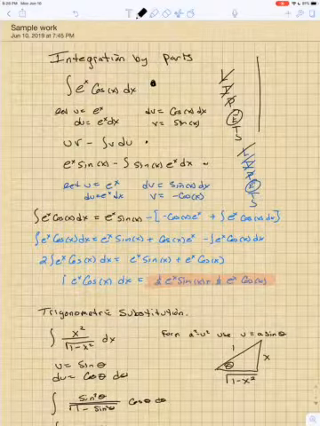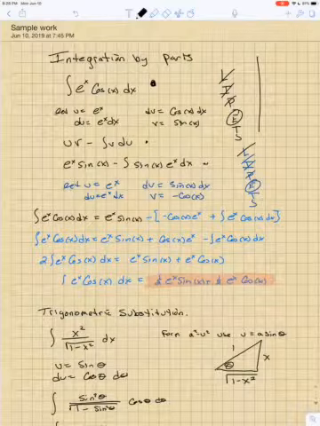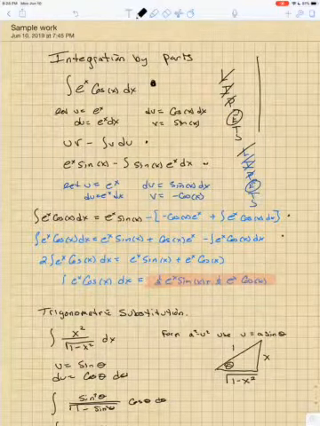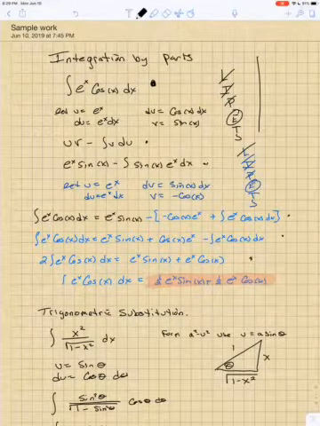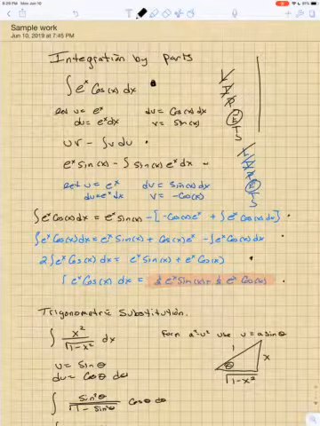dv is equal to sine x dx. And v is equal to minus cosine x. I do my substitution. I drop the brackets. I move it to the other side and multiply by a half. And what's highlighted is my final answer.